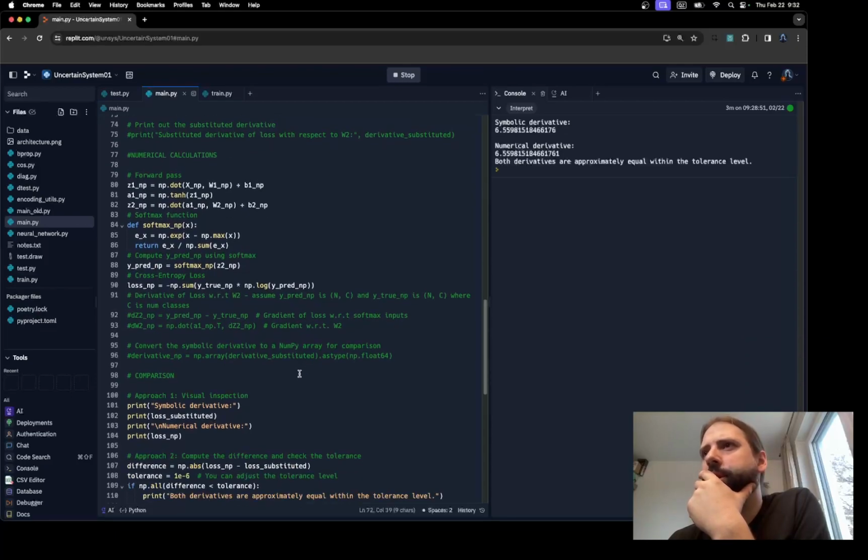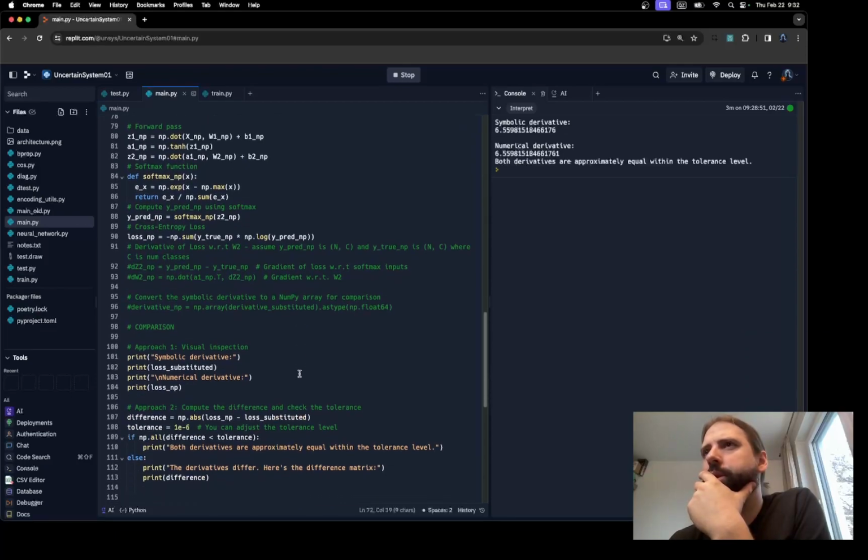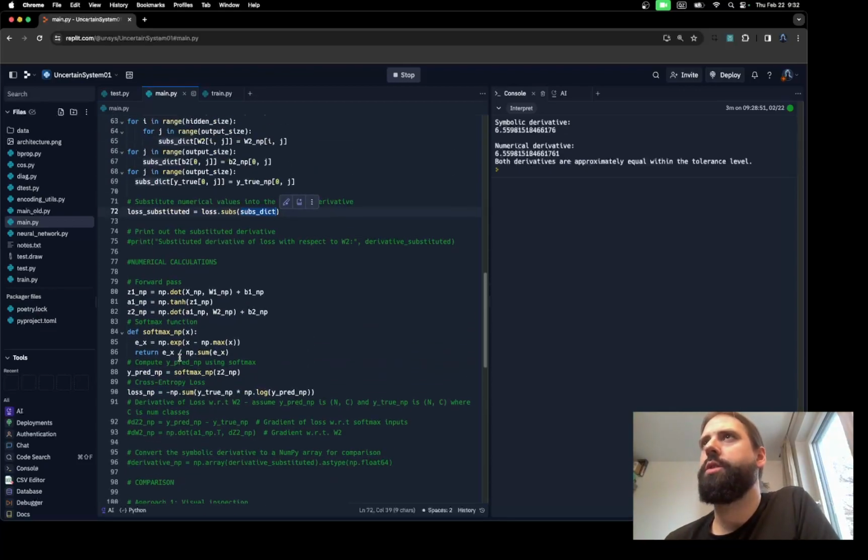Why was I even doing this? I mean, I was just checking that. This is not checking that the derivatives are the same. This is just checking that the functions are the same.